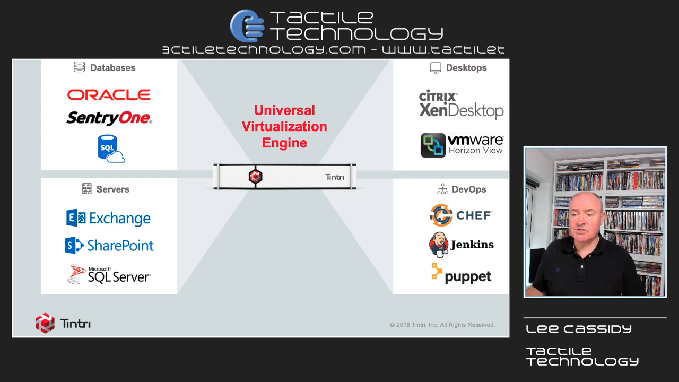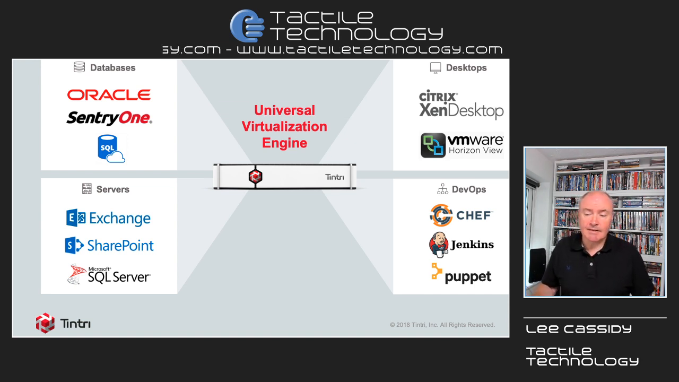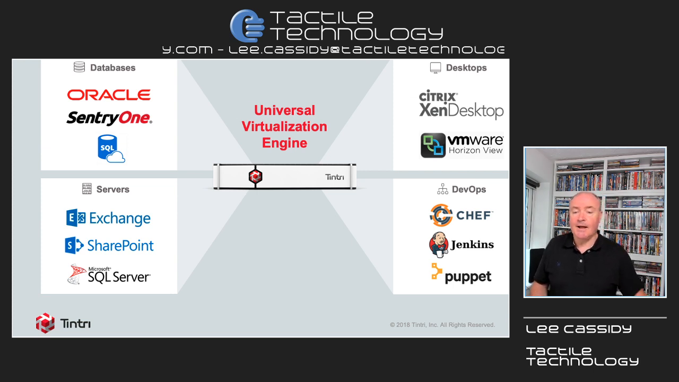So you can run traditional databases like Oracle and SQL Server. You can run server infrastructure such as Exchange, SharePoint, Linux platforms, as well as Windows platforms within a VMware environment. You can also run traditional desktops through Citrix or VMware Horizon View as well. And in your DevOps environment, you've got the ability to use a number of automation tools, things like Chef, Jenkins, Puppet, Ansible, and those kind of things are quite popular in that space.